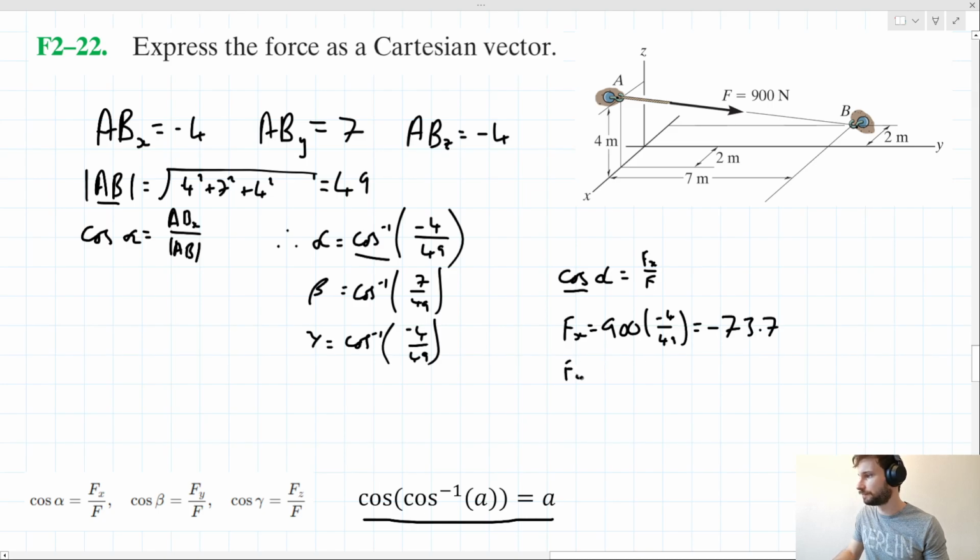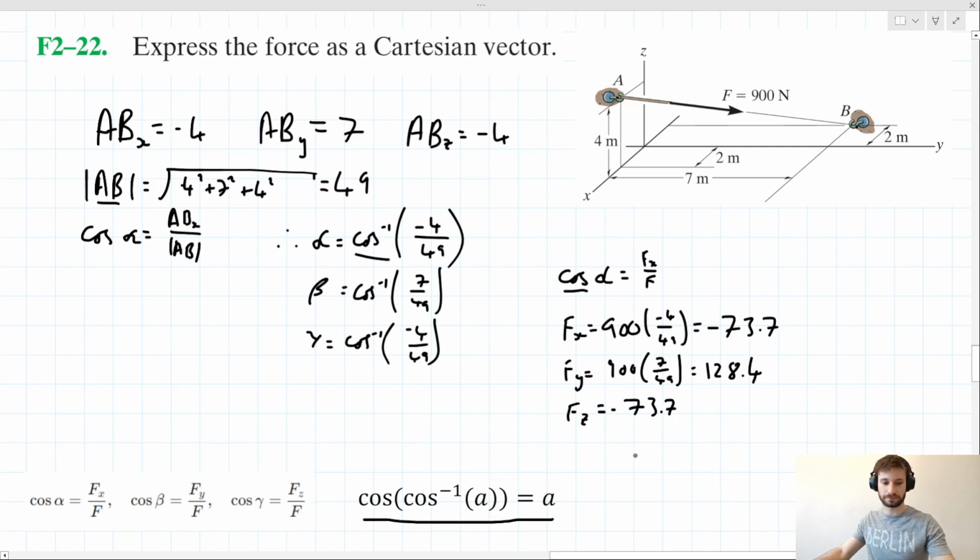For the y component, we can use the exact same process, 900 times 7 over 9, which is equal to 700. And the z component, we know takes the same value as the x component because the alpha and gamma angles are the same here, so we can say it's equal to minus 400. Again, just to save a bit of time. Okay, I'm just going to underline these in red.